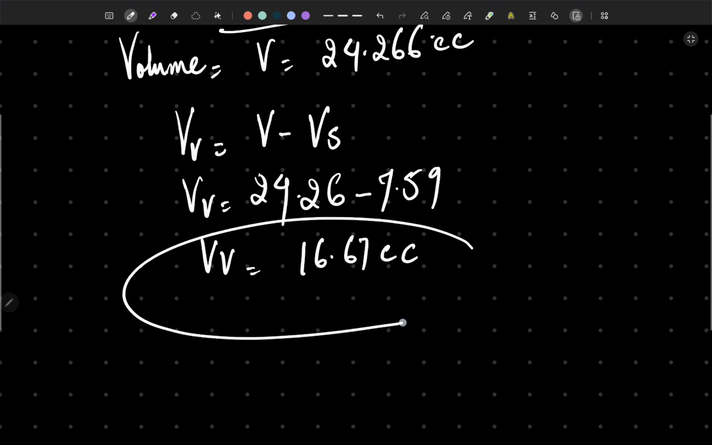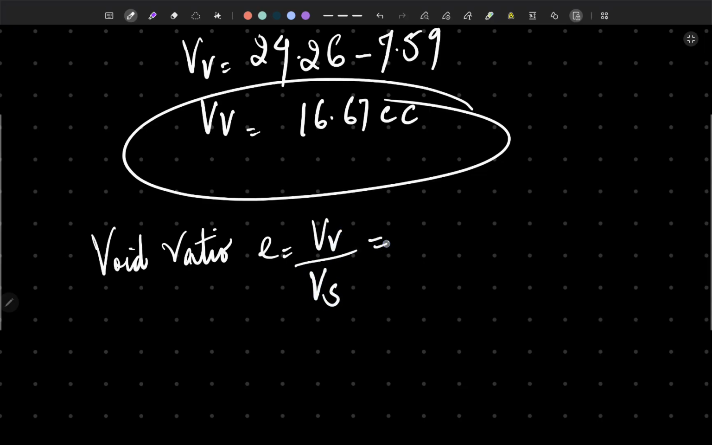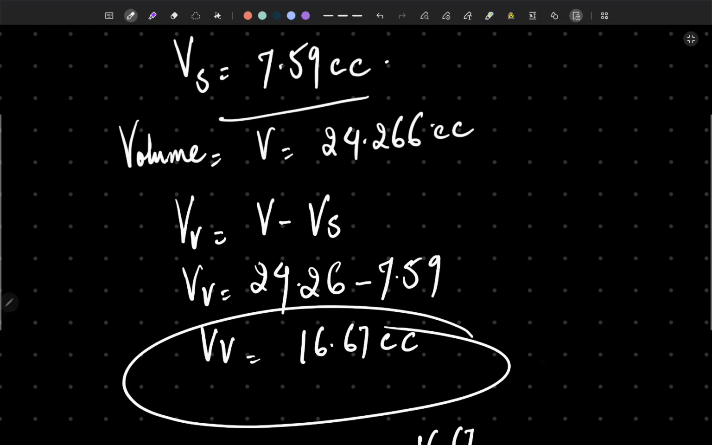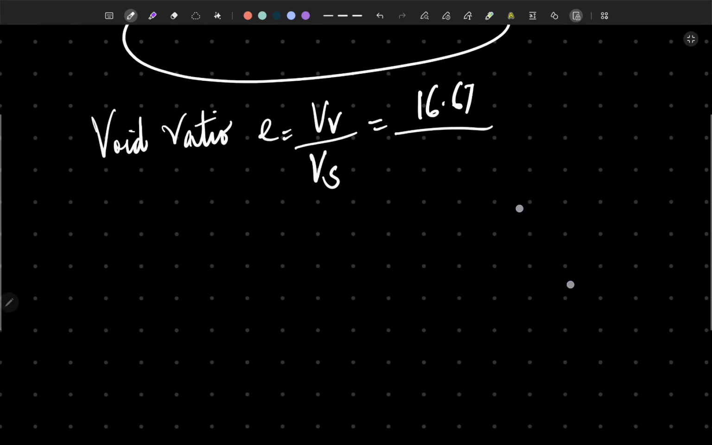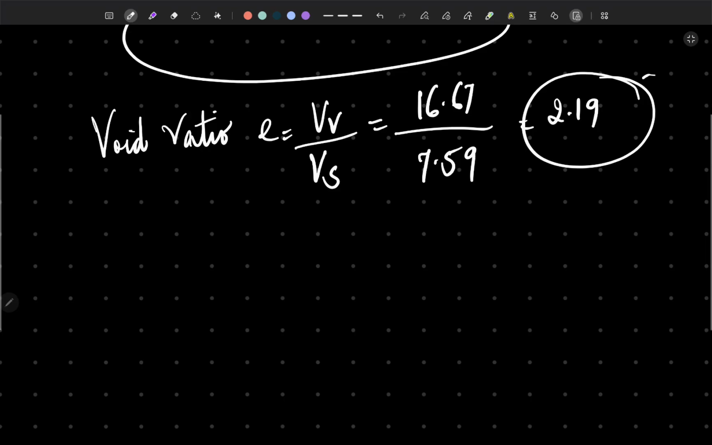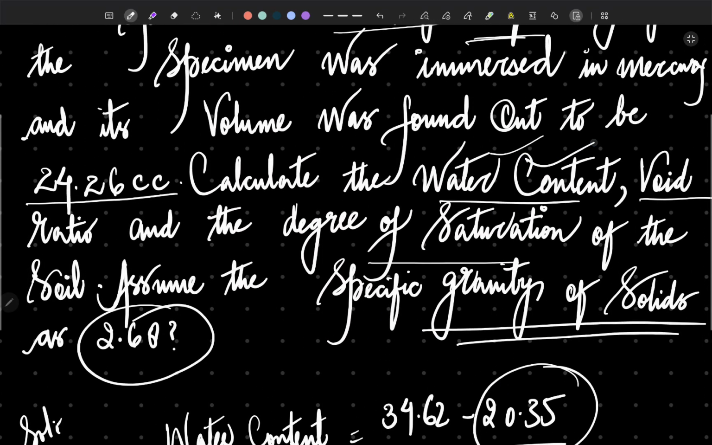With the help of this, I'll be finding the void ratio. Void ratio is volume of voids divided by volume of solids. Volume of voids is 16.67 cc. Volume of solids is 7.59 cc. So void ratio by calculation is 2.19. This is the void ratio. What else? Water content we have found.